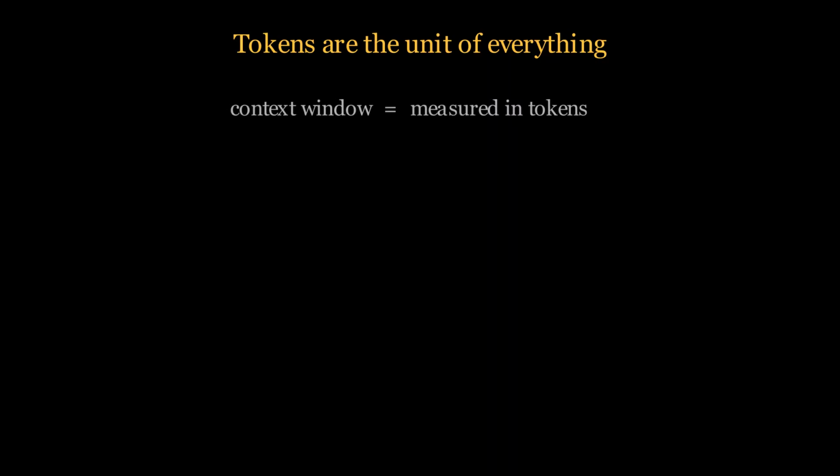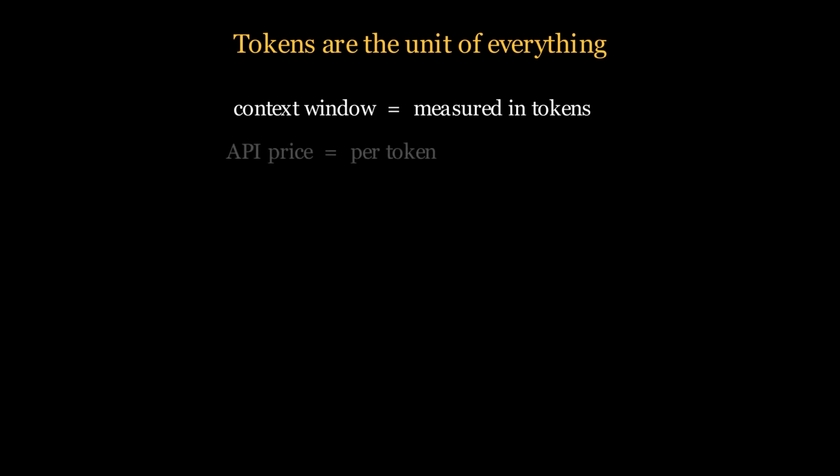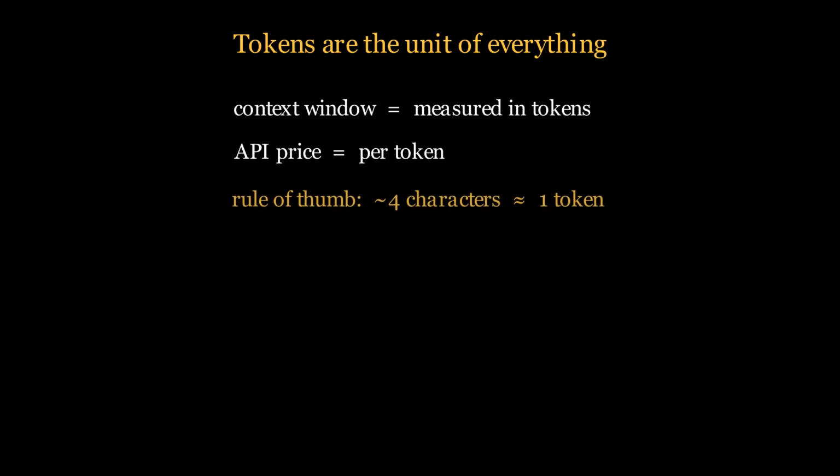Here's the part that reaches your wallet. Everything about a language model is measured in tokens, not words. The context window, how much it can hold in mind at once, is counted in tokens. And when you pay for an API, you pay per token. A rough rule for English is about 4 characters per token, or 3/4 of a word.